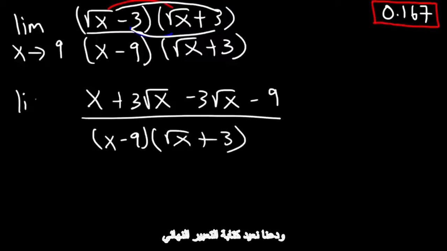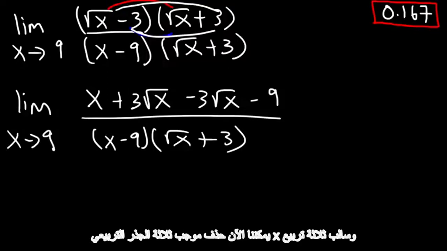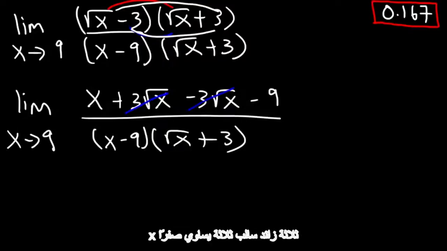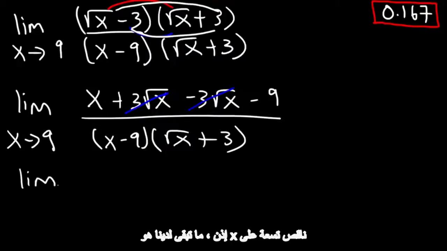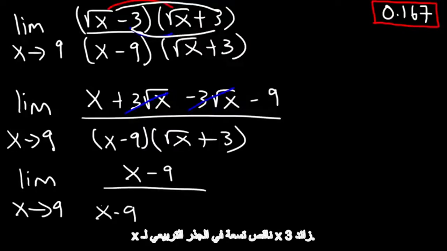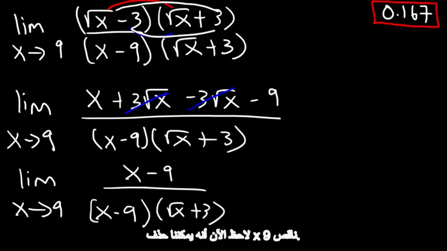And let's rewrite the limit expression. So now we could cancel positive 3 square root x and negative 3 square root x. 3 plus negative 3 adds up to 0. So what we have left over is x minus 9 divided by x minus 9 times the square root of x plus 3. So notice now that we could cancel x minus 9.